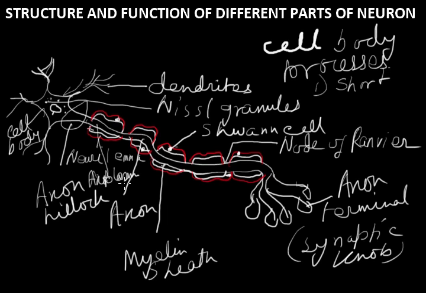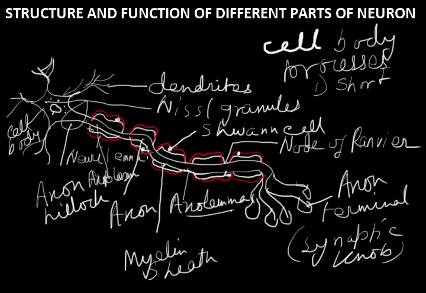This axoplasm is more or less similar to the cytoplasm present in the cell body, but the point of difference is that in axoplasm the Nissl granules are absent. The outer membrane of the axoplasm is known as axolemma. This is the axolemma, the outer covering of the axoplasm.